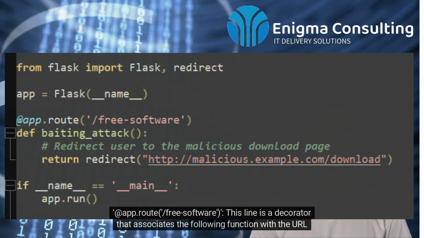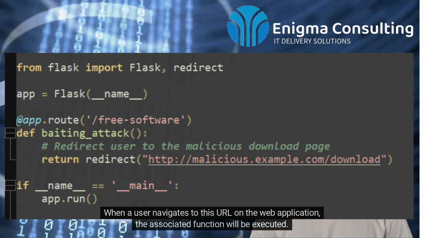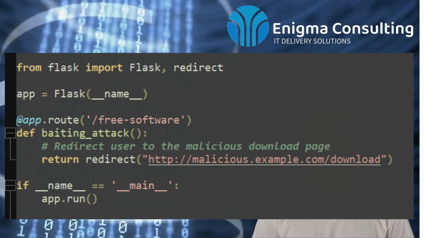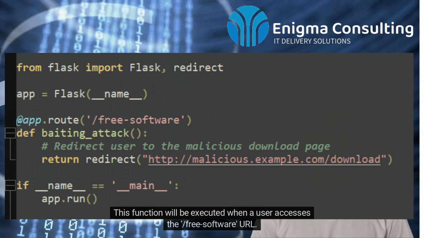@app.route('/free-software'), this line is a decorator that associates the following function with the URL path free-software. When a user navigates to this URL on the web application, the associated function will be executed. def baiting_attack, this line defines a Python function called baiting_attack. This function will be executed when a user accesses the free-software URL.